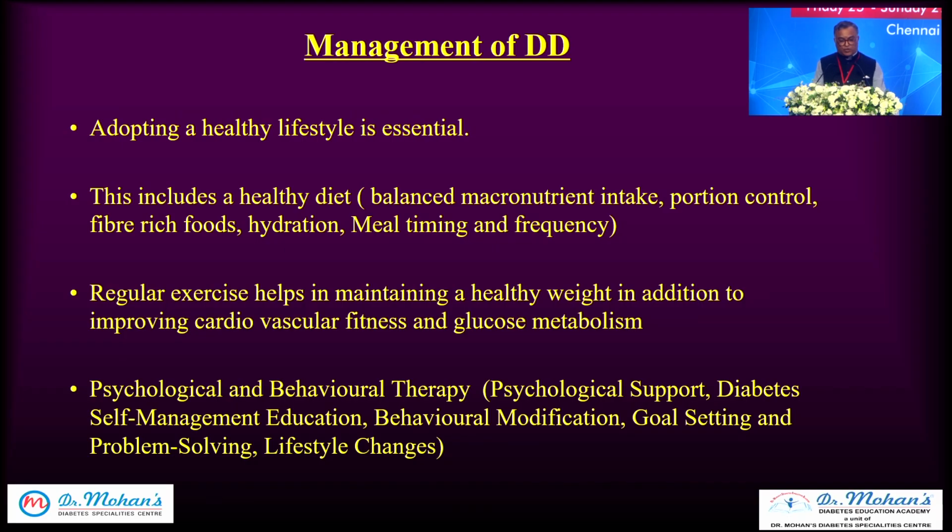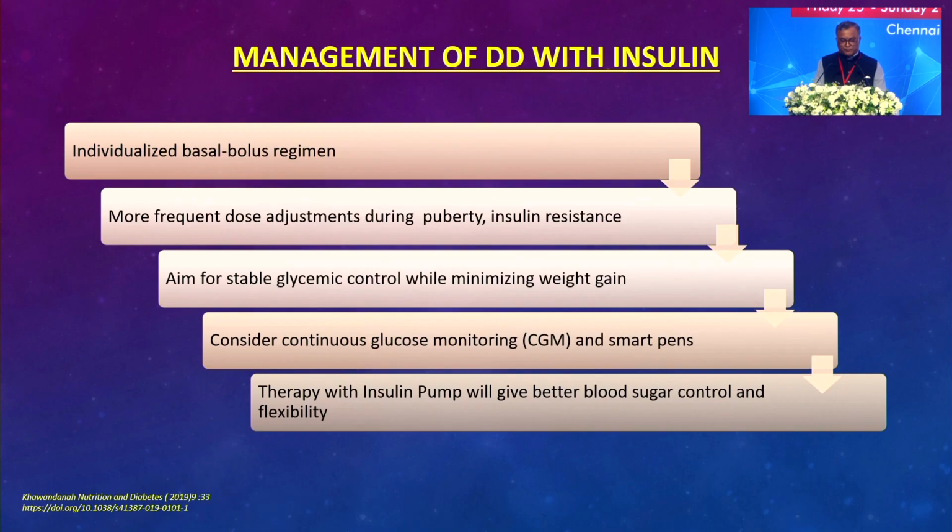Psychological and behavioral therapy should be given to monitor and maintain their health, eating habits, physical activity, glucose monitoring, as well as their insulin techniques, and care should be taken to see whether they are able to cope with emotional stress like anxiety or depression secondary to peer pressure.